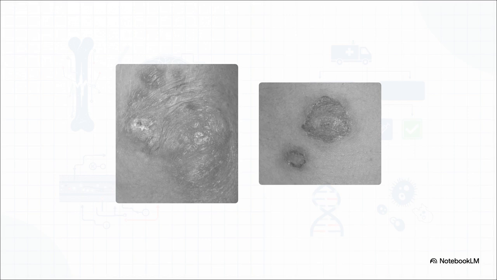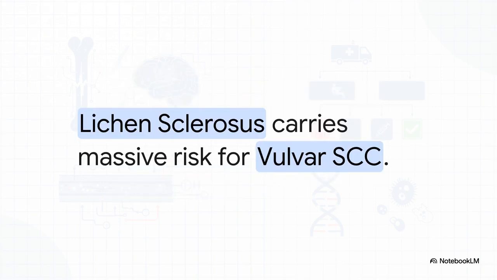On the flip side, lichen simplex chronicus is a mechanical issue. It's driven purely by a chronic itch-scratch cycle, which results in thickened, leathery, hyperpigmented skin strictly due to that constant friction. Now this is absolutely the most vital takeaway for this module, the malignant conversion risk.